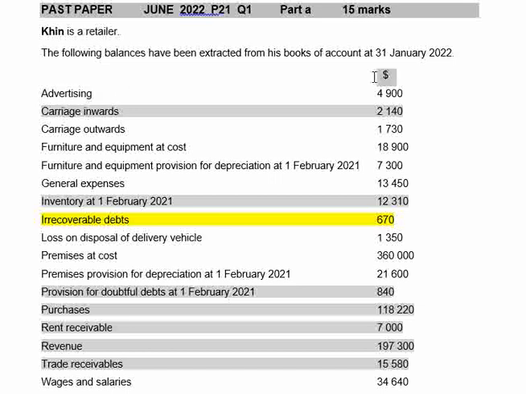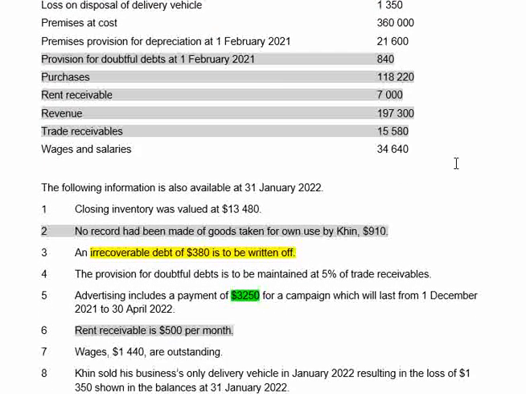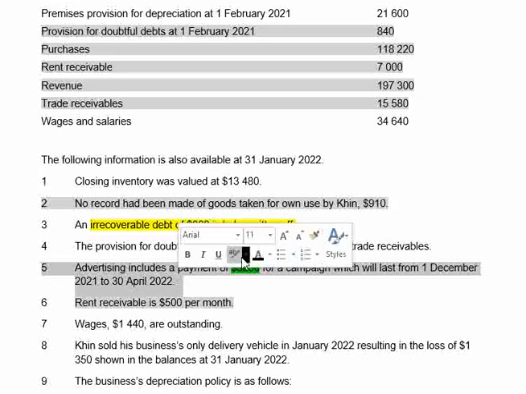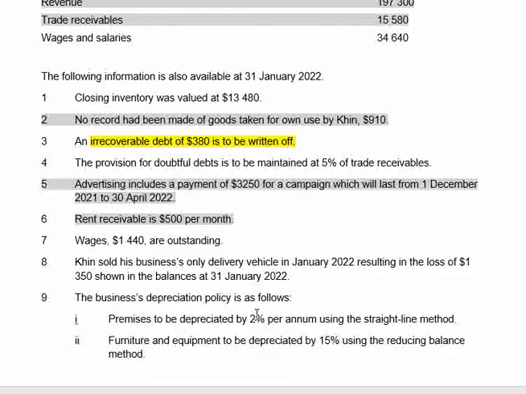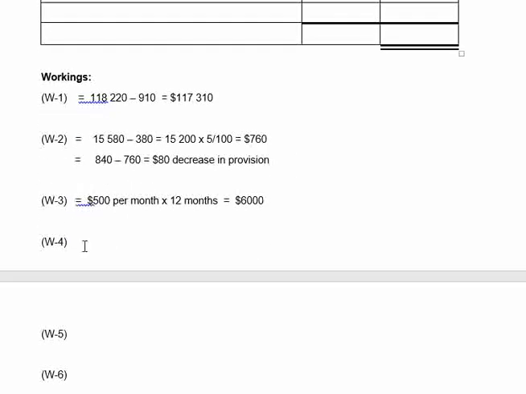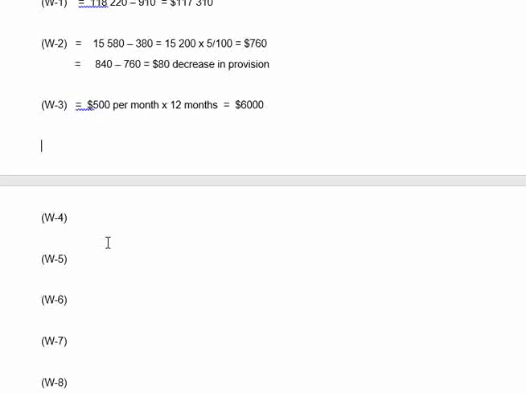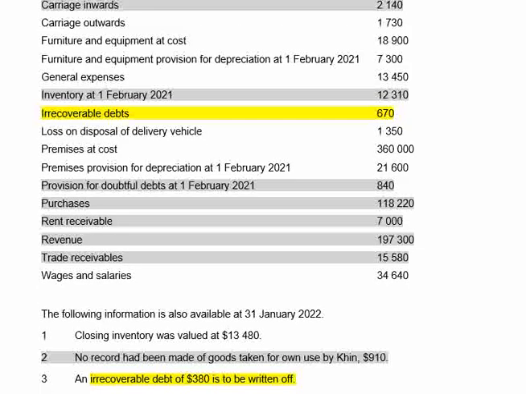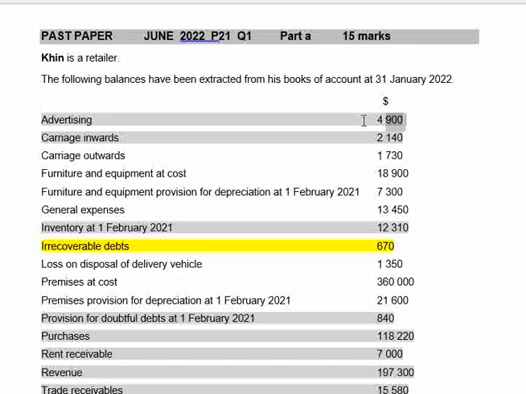Here we have advertising expenses of 4,900. If we look in the question, there is an adjustment for advertisement. This is adjustment number 5, so we will make a working for that, working number 4. In working 4, you have paid 4,900 for advertising expense, as it is written there.